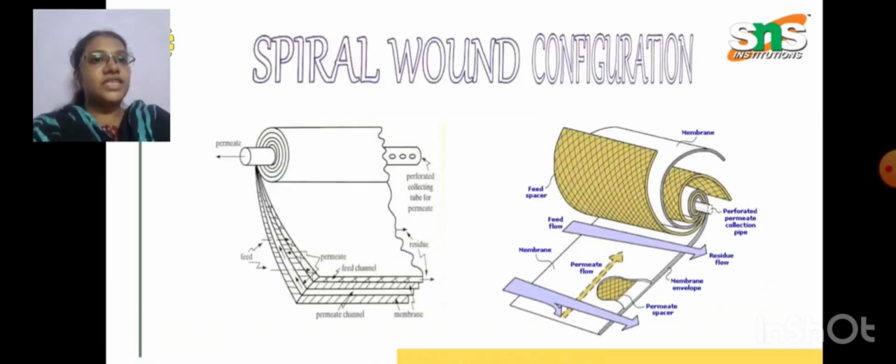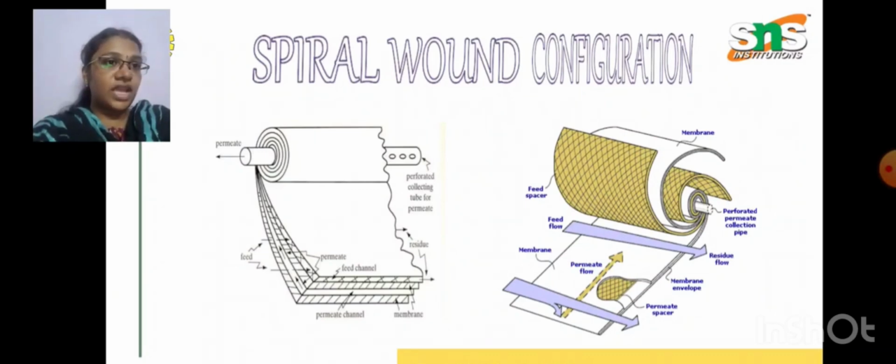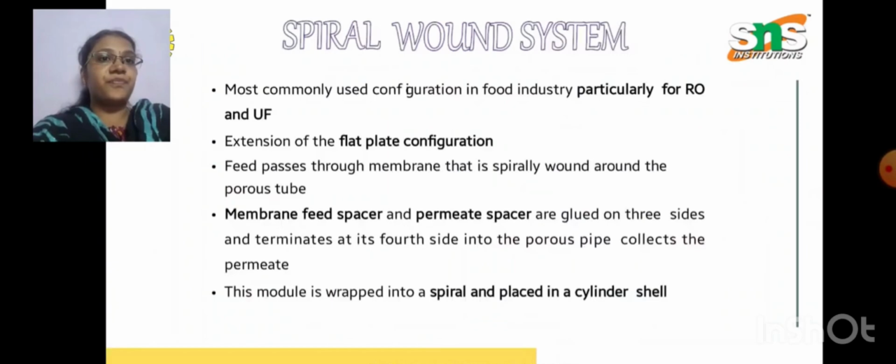This is the picture of the spiral wound configuration, where spiral type membranes are used. In this picture, on the right side in the color image, we can see the membrane separated with the feed spacer, and where the permeate flow is shown. They have a separate membrane envelope, and also a permeate spacer, and a perforated permeate collection pipe.